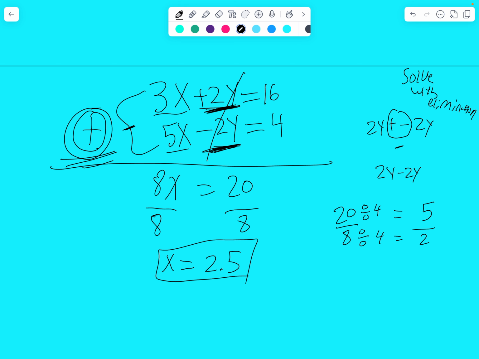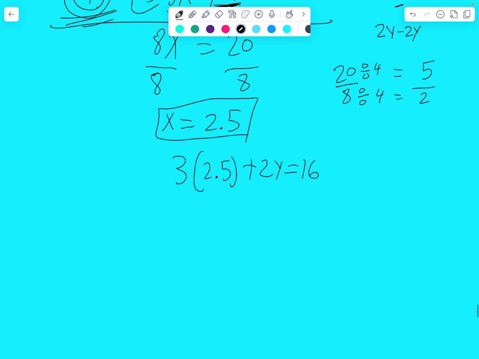I'm not done though. I've got to plug x equals 2.5 into either the first equation or the second one. It doesn't matter which one you do. I'll just pick the first one. Why not? So I have 3 times 2.5 plus 2y equals 16, right? So I have 2.5 times 3. It's like 25 times 3, which we know to be what? Exactly, 75. Or you could do it this way.